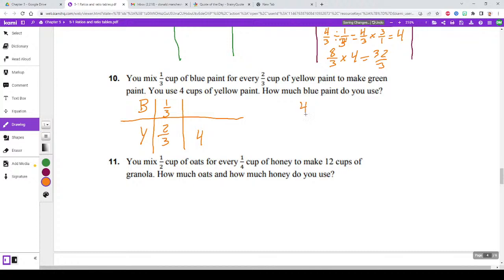So we're going to do this the way we've been doing it. 4 divided by 2/3. We want to know what we'd multiply to go from 2/3 to 4. So we go 4 times 3 over 2. 4 divided by 2 is 2, times 3 is 6. So we multiplied by 6. We sextupled our paint recipe. And now we're going to go 1/3 times 6. 6 divided by 3 is 2, times 1 is 2. So we need 2 cups of blue paint.